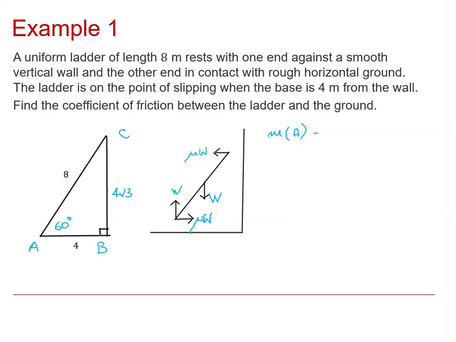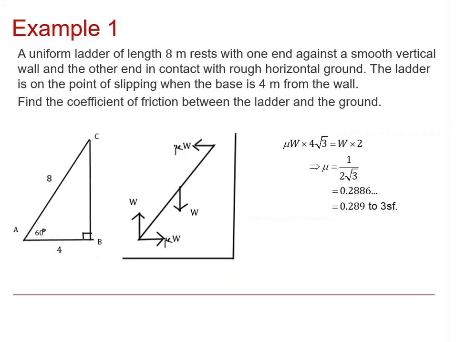Now the mu W will give us a counterclockwise moment, mu W times the vertical distance above the foot of the ladder, which from the other diagram is 4 root 3. So mu W times 4 root 3 equals, and then on the right, for the clockwise moments, we've just got the W. Now that will be acting at the midpoint, which is halfway up, so we expect its line of action to cut the base halfway across, so it will be W times 2. Well, that's an equation which will get mu.